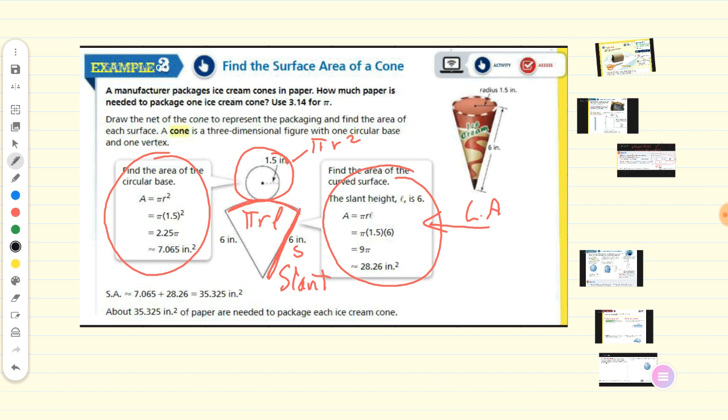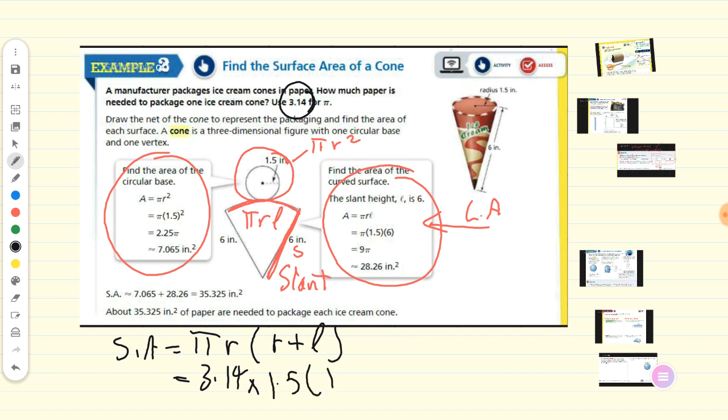Add them together, you will find the rule. But if you use my rule, surface area equals πR multiplied by (R plus L), which is equal, he asked for pi here 3.14, multiplied by R here, equal 1.5, 1.5 plus L, equal the height 6. Multiply them, you will find at the end it's equal 35.325 inch square.